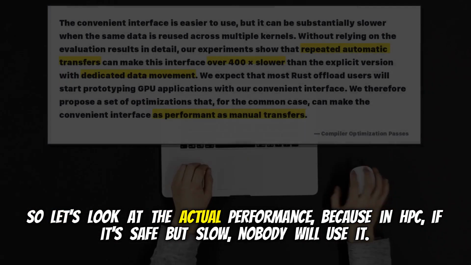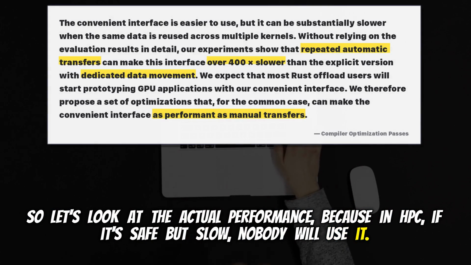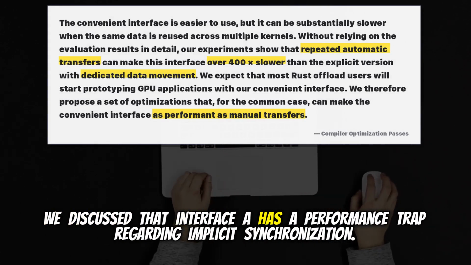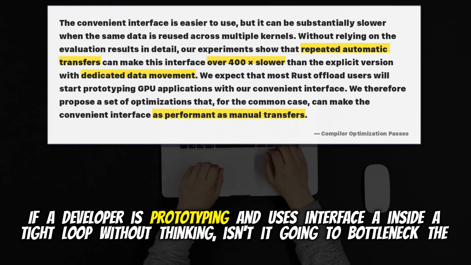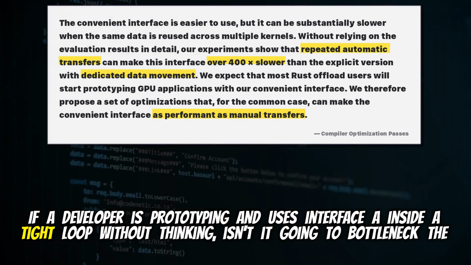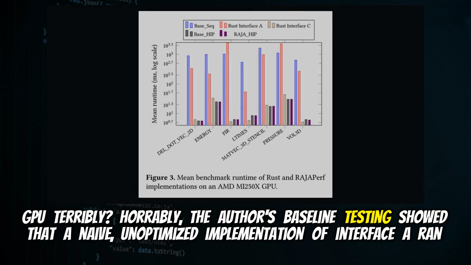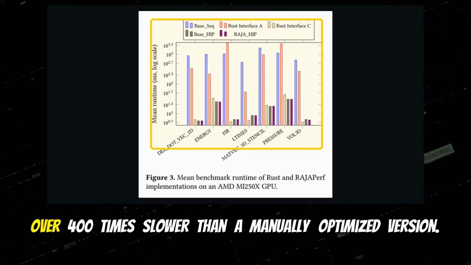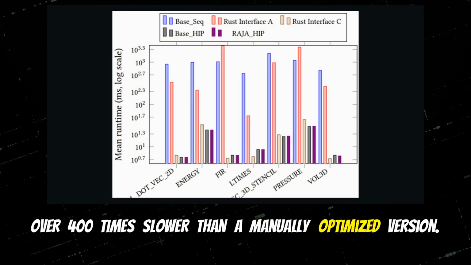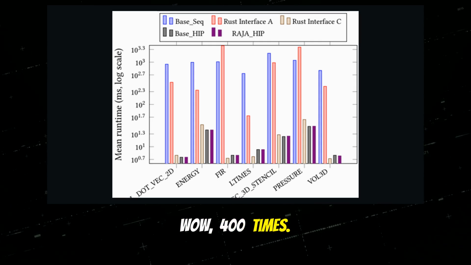So let's look at the actual performance, because in HPC, if it's safe but slow, nobody will use it. We discussed that interface A has a performance trap regarding implicit synchronization. If a developer is prototyping and uses interface A inside a tight loop without thinking, isn't it going to bottleneck the GPU terribly? Horribly. The author's baseline testing showed that a naive, unoptimized implementation of interface A ran over 400 times slower than a manually optimized version. The synchronization overhead was crushing. Wow, 400 times. So how do they fix it?